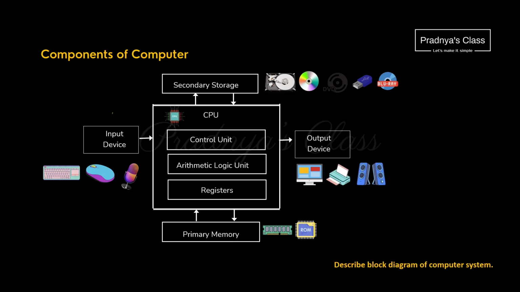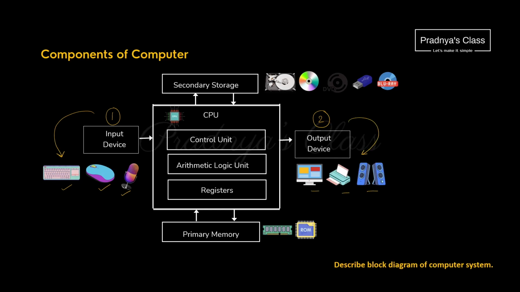It's time to discuss the components of the computer. There are total 5 components. The first one is input device. With the help of input device, we take input. Look at the different input devices: keyboard, mouse and mic. Here is the second component, that is output device. Output device is used to display the output. It can be monitor, printer or speakers.